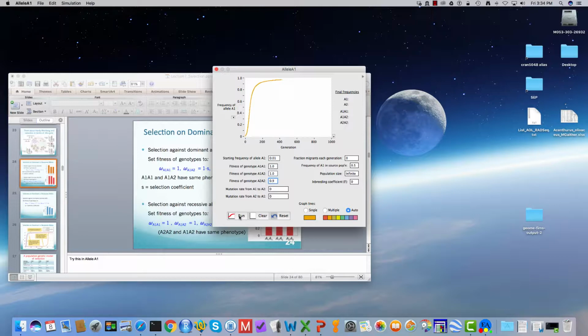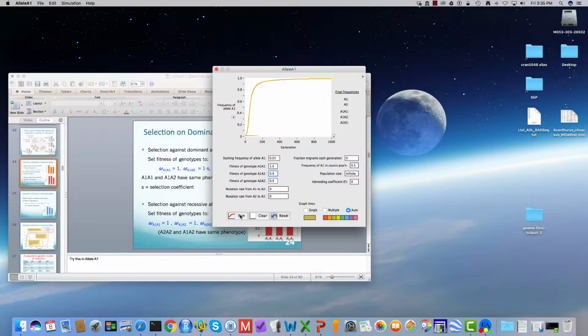We see it goes to fixation. This trait, which is dominant, will very, very quickly, over the course of a few hundred generations, go to fixation. Now what about for a recessive trait? For a recessive trait that's being selected for, that means that the heterozygote and the homozygote for A2 will both show less fitness than the homozygote A1.